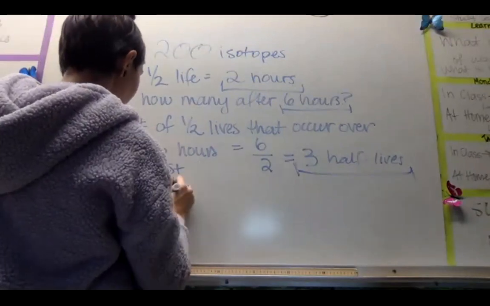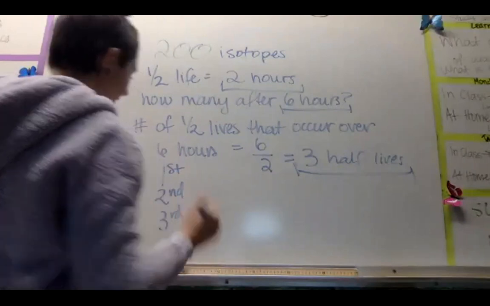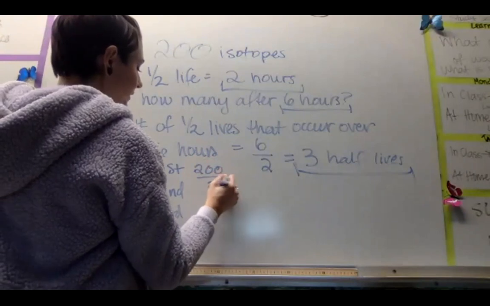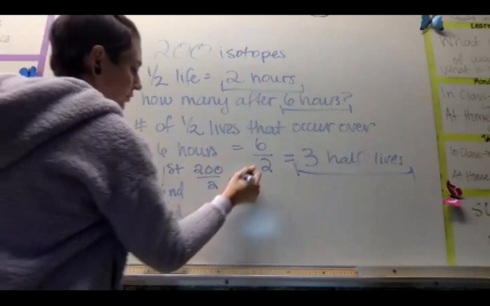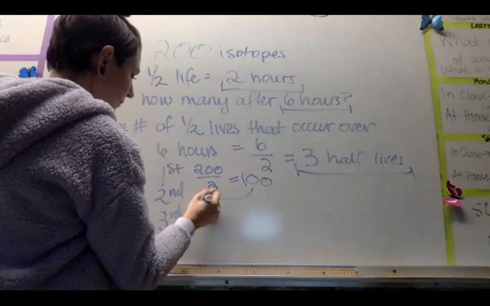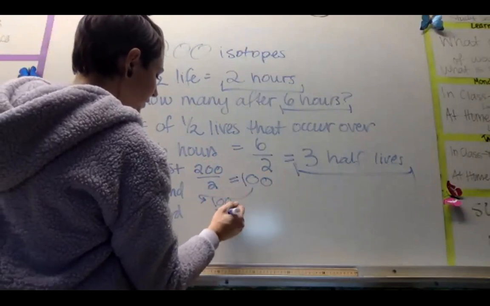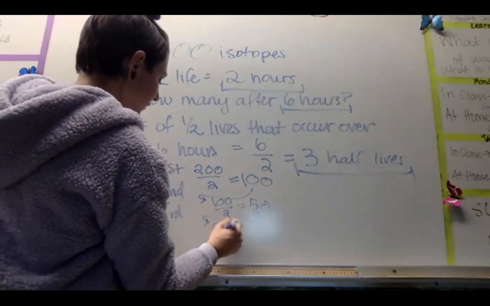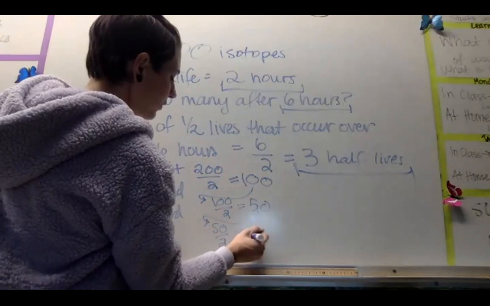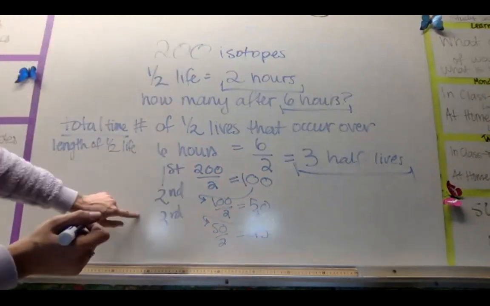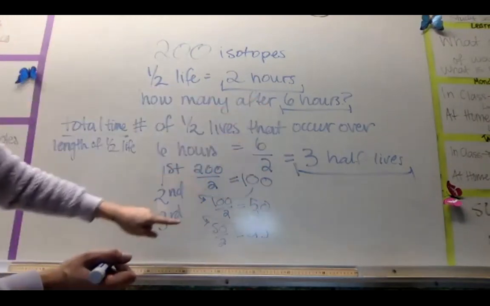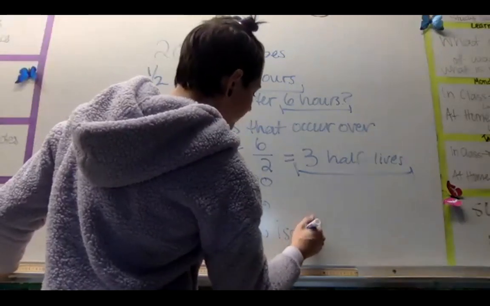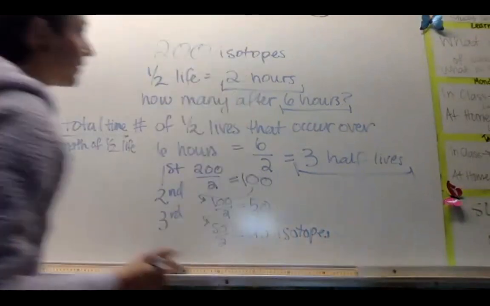So I'm going to say my first, second, and third half-life. My first one is 200 divided by 2, which equals 100. So then that comes over here. My second half-life is 100 divided by 2 equals 50. Then that comes over here. 50 divided by 2 equals 25. So at the end of 6 hours, after 3 half-lives, I have 25 isotopes left of chemical X.